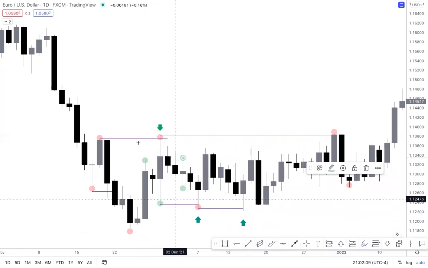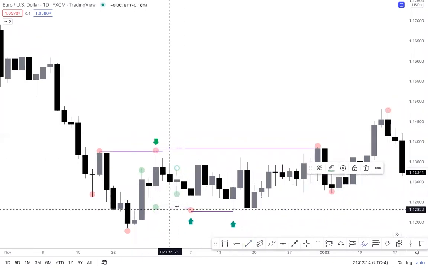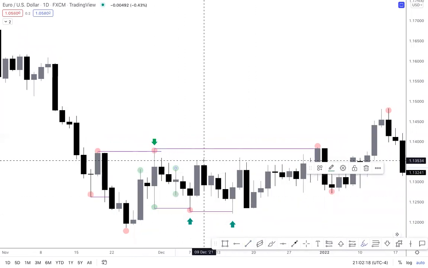May not necessarily be the 4 hour. I assume it's the 4 hour. Could be more clear on the 1 hour. I just know that these are making internal highs and lows on a fractal perspective, right? What does this tell me?